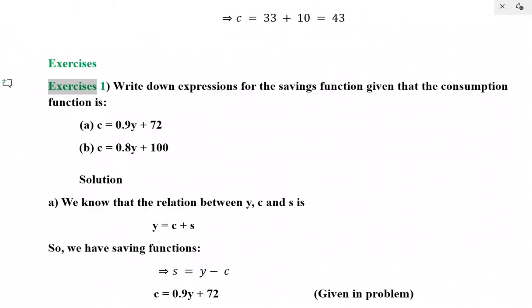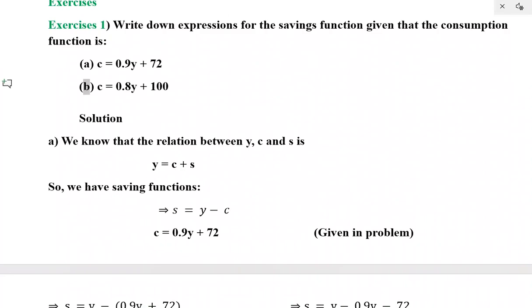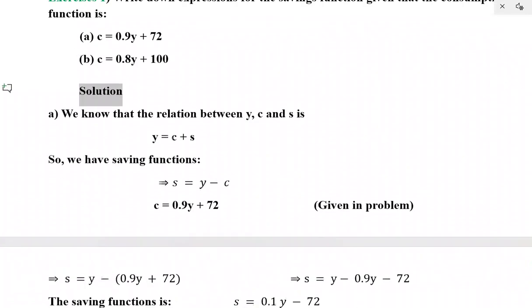Exercises. Exercise 1. Write down expressions for the savings function given that the consumption function is: A. C equals 0.9Y plus 72. B. C equals 0.8Y plus 100.